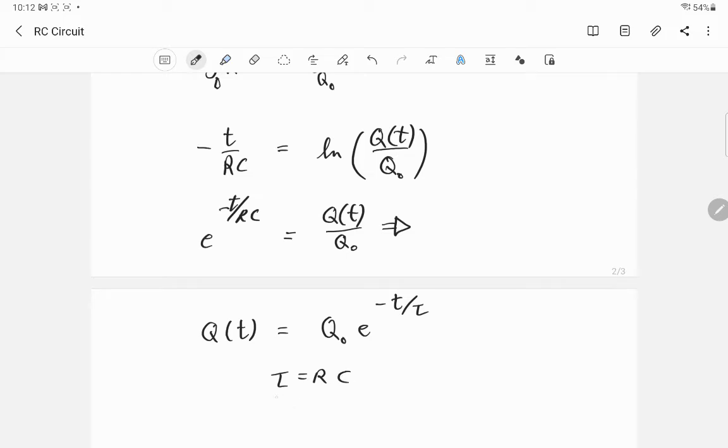So tau is the name of this Greek letter that looks like a Latin letter T, right? So it's the Greek letter tau, and it's reserved for what's referred to as the time constant of RC circuits. And it's just simply the resistance in the circuit times the capacitance in the circuit.